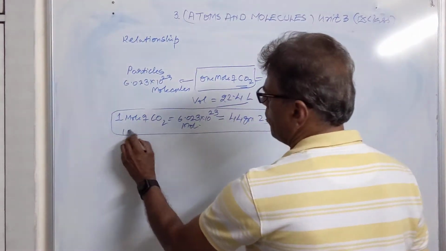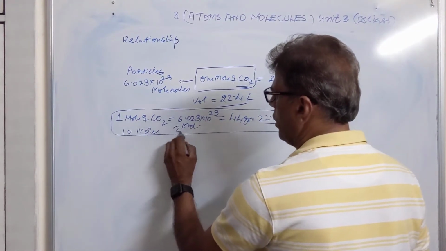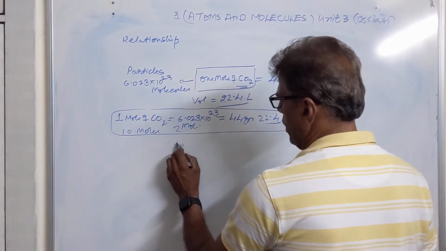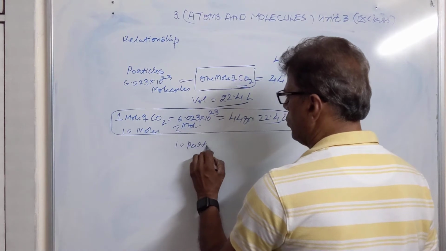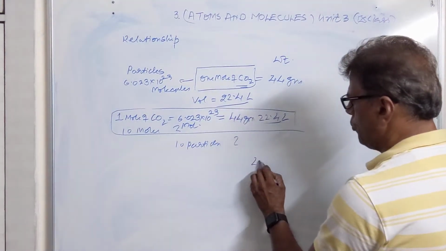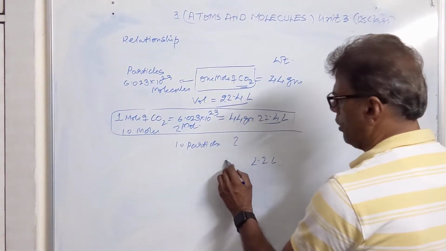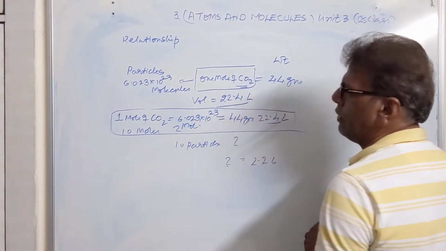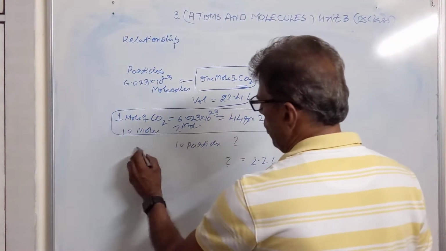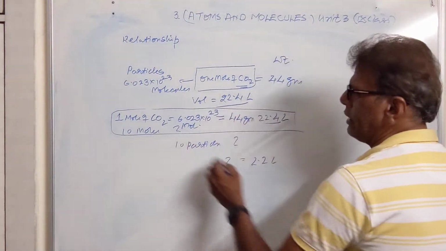Suppose you are given 10 moles and you are asked to calculate the number of molecules in it. Suppose you are given 10 particles, you are asked to calculate the weight of 10 particles. Suppose you are given 2.2 liter of this, you are asked to calculate the weight in this case. So we have got three problems up to now. And the first problem is to calculate the number of particles in 10 moles.